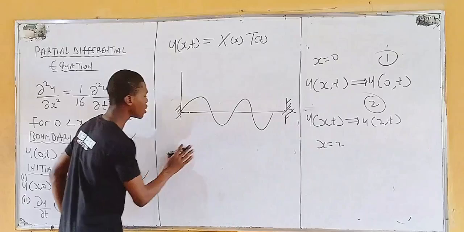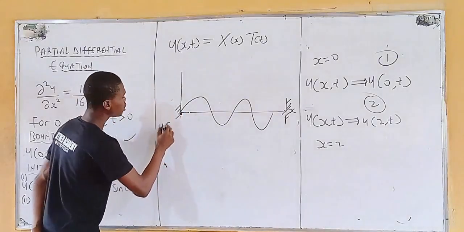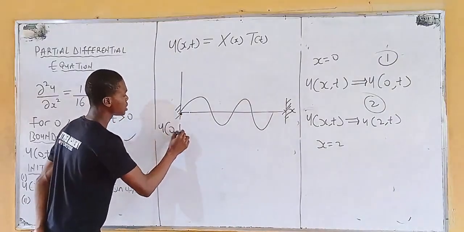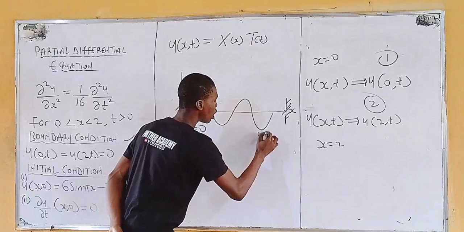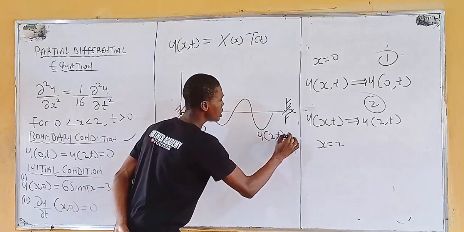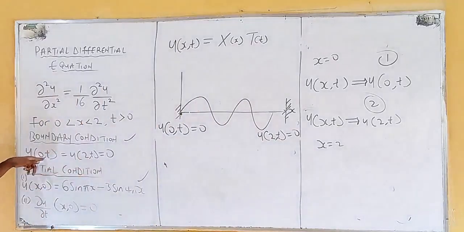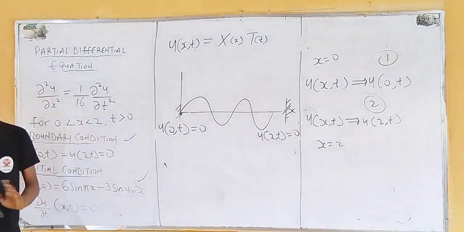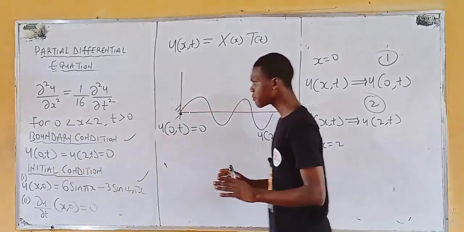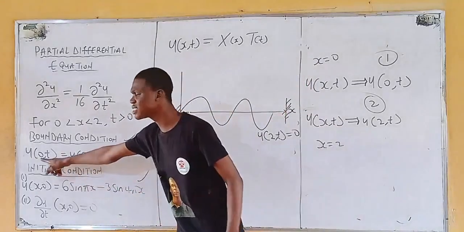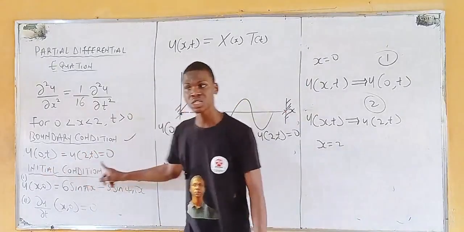So from what we have here, at this very end, I'm having u open bracket 0, comma t, equals what? 0. I'm also having u open bracket 2, comma t, equals what? 0. In this case, we are given that the boundary conditions are equal to 0. Given directly from this question, we are told that this first boundary condition is equal to 0, and this second boundary condition is equal to 0.